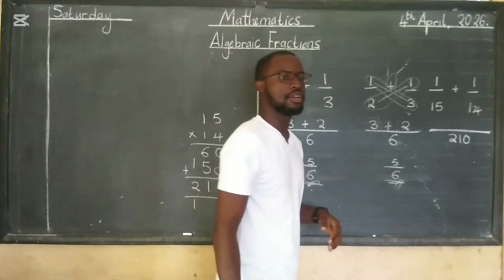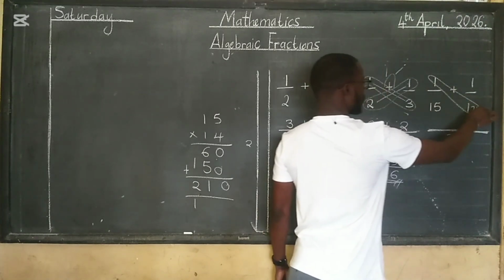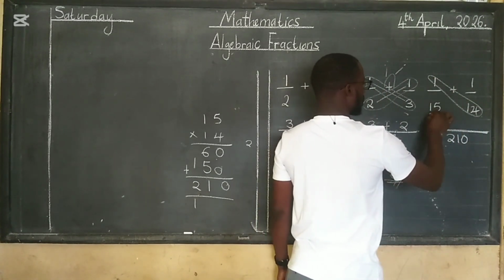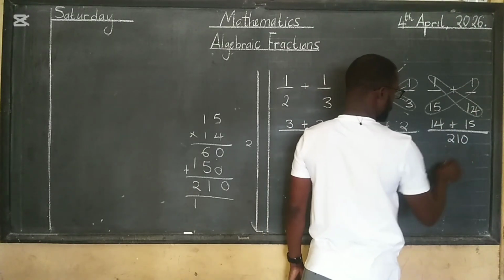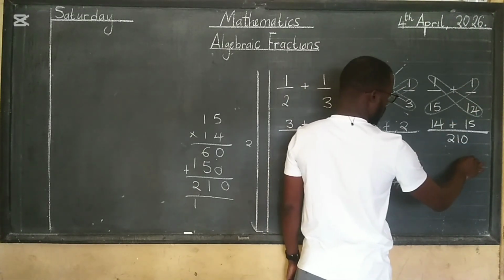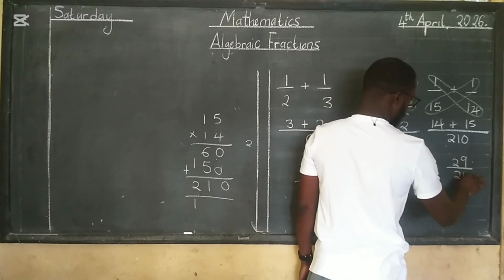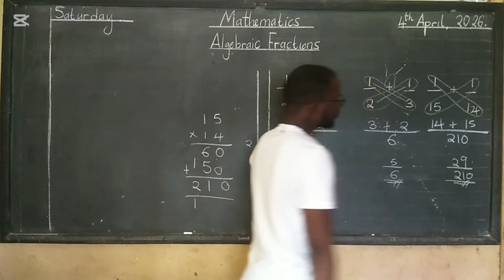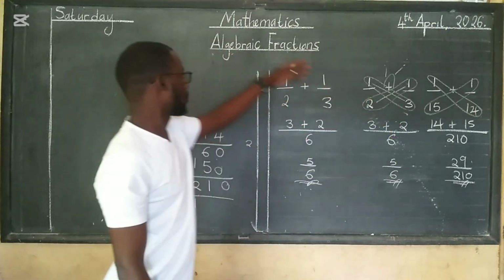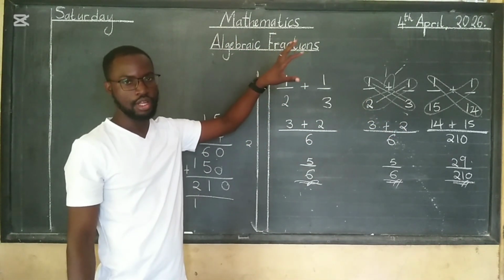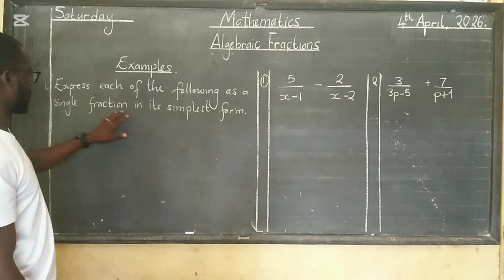And then here, using the butterfly method, this with this, 14 times 1 is 14. And this with this, 15 times 1 is 15. Then this plus this is going to give us 29/210. I'm showing you the butterfly method because it's what we are going to be using with algebraic fractions. Let's get into them. So the questions themselves appear like this.